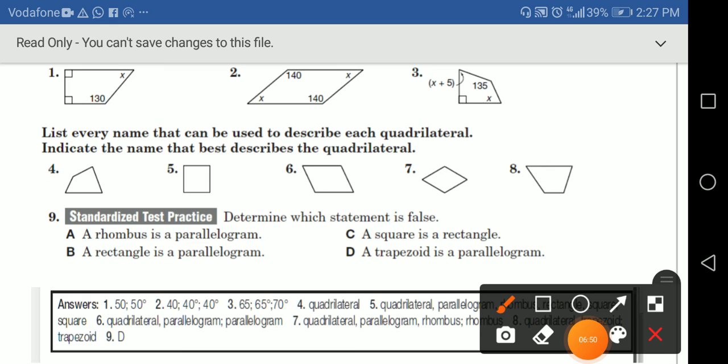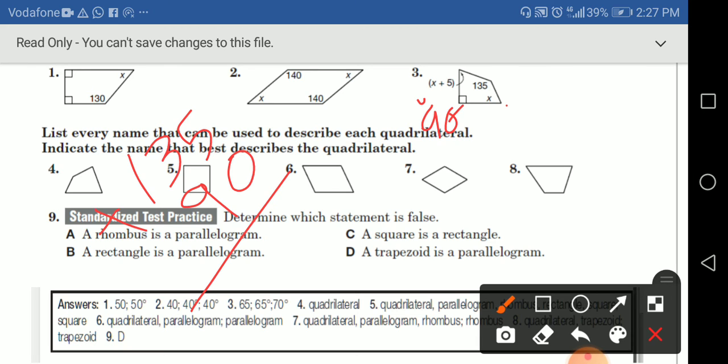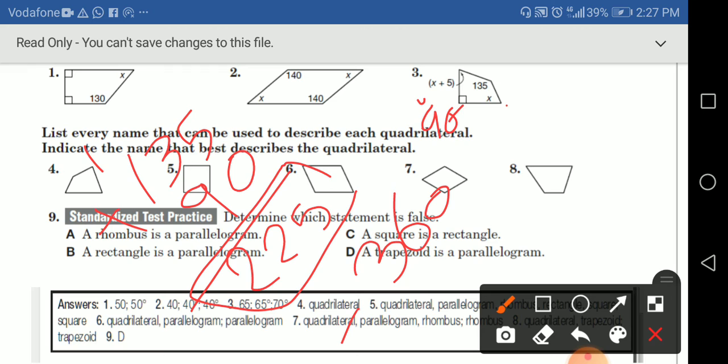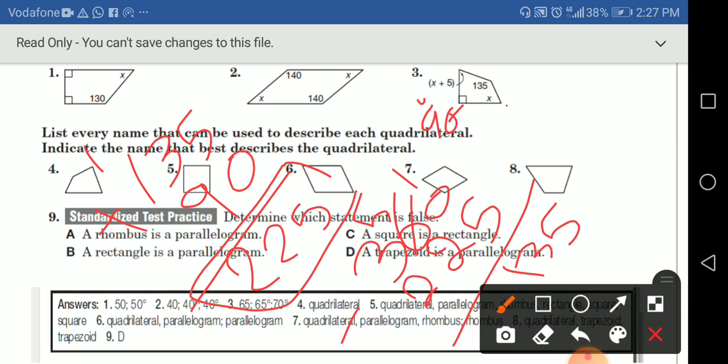Okay guys, let's solve this step by step. I have 135 and 90 degrees. So 135 plus 90 gives 225. The total measure of angles is 360 minus 225, and the remainder is 135.